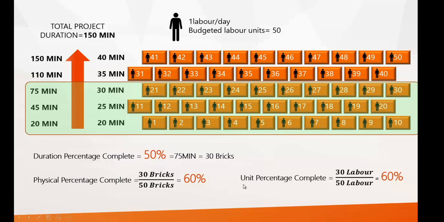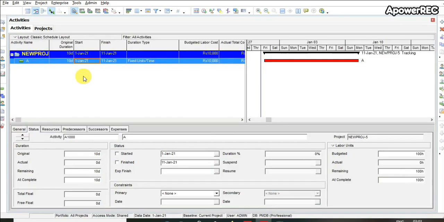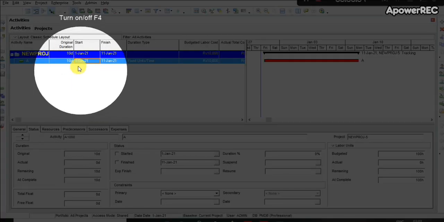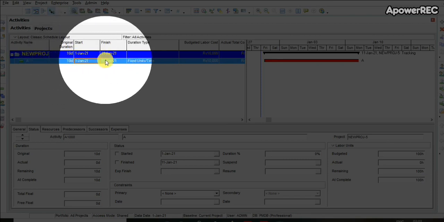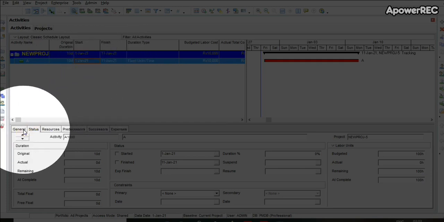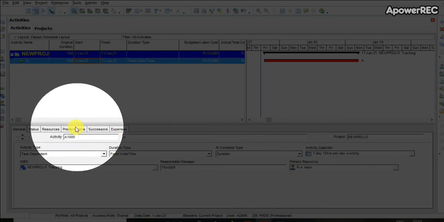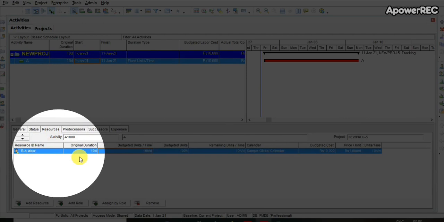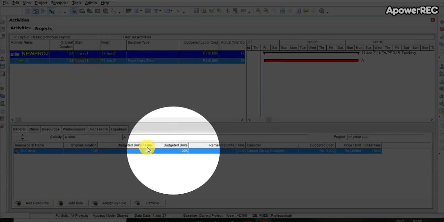Now let us try to implement this concept in Primavera, where we will create one activity and then use all these three types of percent complete to understand. So let us understand percentage complete for tracking. We have created a sample project and created a single activity with 10 days of duration starting on the 1st of January. And we have assigned a calendar of 7 days with 10 working hours each day, and we have assigned a resource for the 10-day duration, 10 hours per day, and the total budgeted unit is 100.